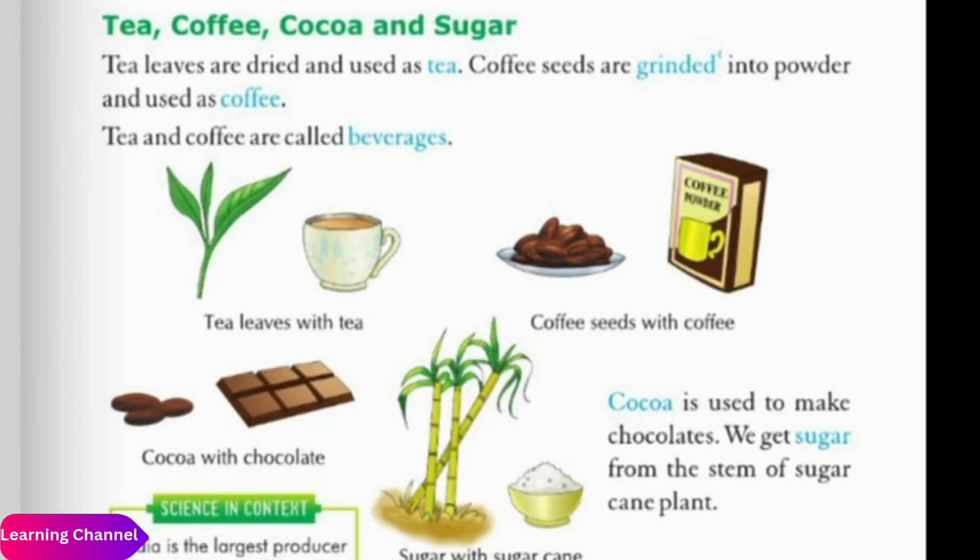Let's discuss tea, coffee, cocoa, and sugar. Tea leaves are dried and used as tea. Coffee seeds are ground into powder and used as coffee. Tea and coffee are called beverages. Tea leaves give us tea. Coffee seeds give us coffee. Cocoa is used to make chocolates. We get sugar from the stem of the sugarcane plant.